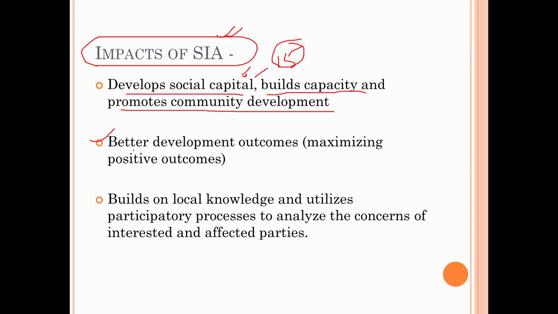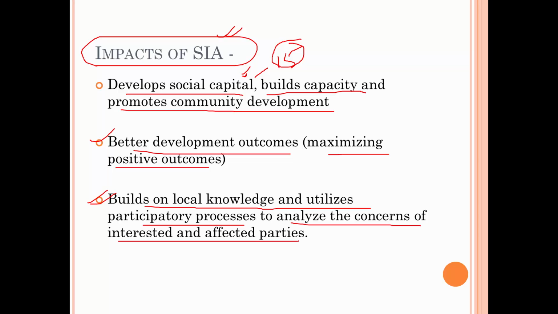Then the second feature is better development outcomes. With social impact assessment, we can maximize the positive outcomes and reduce the negative outcomes. Also, social impact assessment builds on local knowledge and utilizes a participatory process to analyze the concerns of interested and affected parties. So the people are participants if social impact assessment is done and local knowledge is utilized.